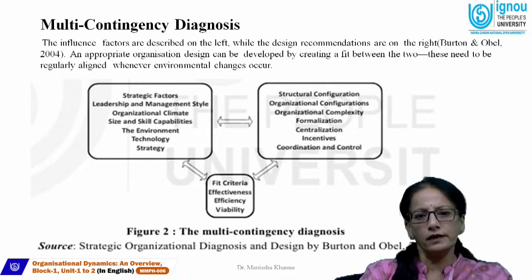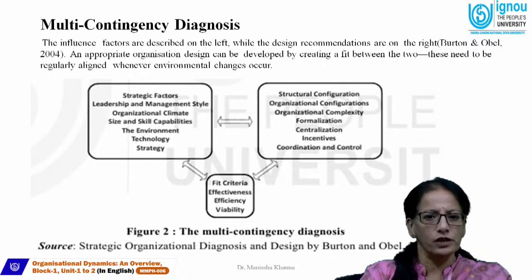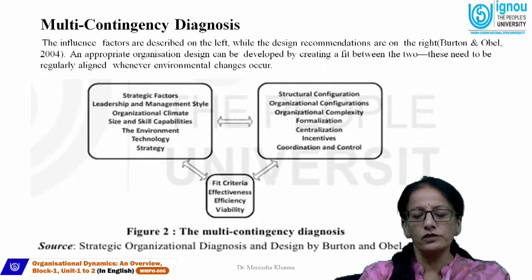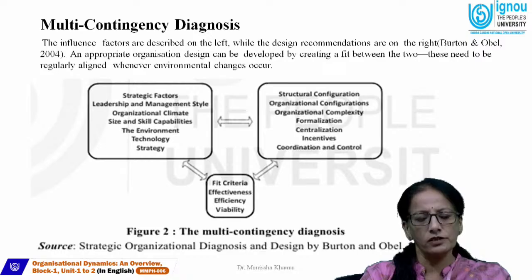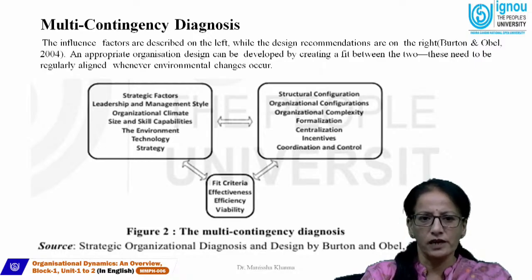Second is multi-contingency diagnosis. When we say multi-contingency diagnosis, it includes the strategic factors, and it includes the structural configuration. On one hand, strategic factors relate with the management and leadership style, the organization climate or the organization culture, the size of an organization, the capabilities of the people in the organization, the environment, the technology, and the strategy.